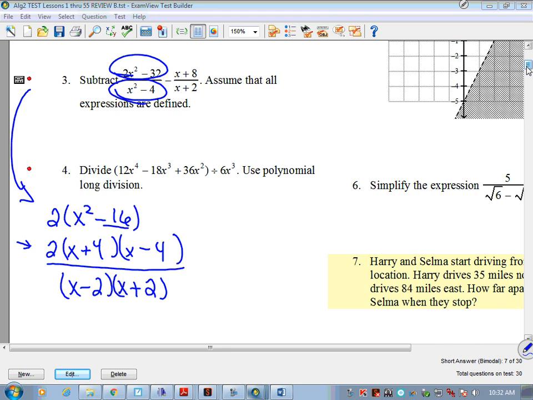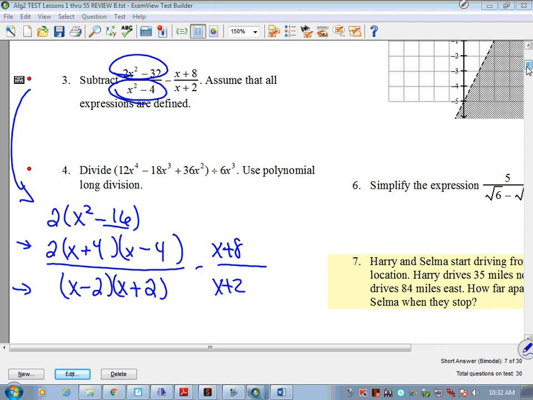The same thing ends up happening down in the denominator. X times x is x squared. X times 2 is 2x. Negative 2 times x is negative 2x. Those are going to cancel out. And negative 2 times 2 is going to be that negative 4. All right, so I've got this as I simplify. X plus 8 won't change anything there. And then I've got x plus 2.